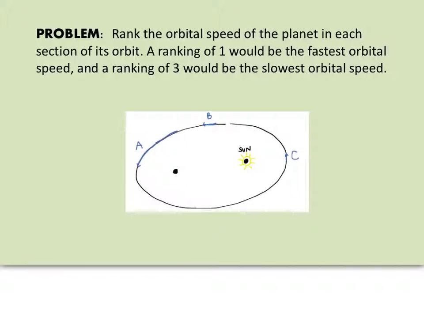Finally, in the last problem, I want you to rank the orbital speed of the planet in each section of its orbit, either A, B, or C. A ranking of 1 would be the fastest orbital speed, and a ranking of 3 would be the slowest orbital speed.